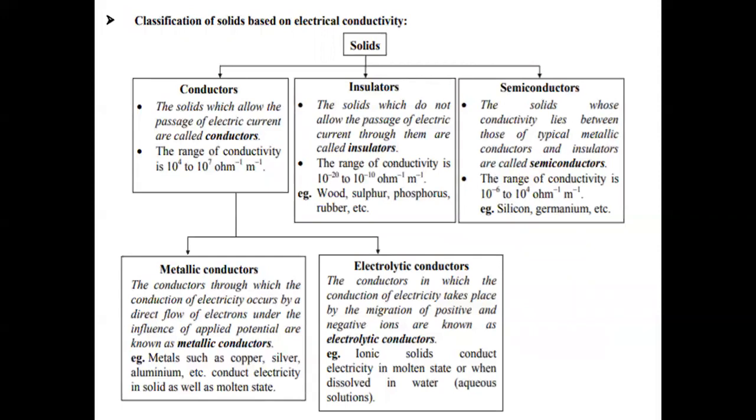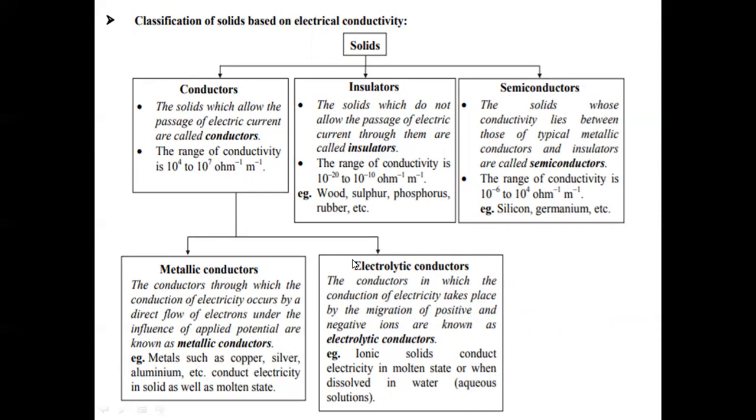Then, classification of solids based on electrical conductivity. Solids are classified into three types: conductors, insulators, and semiconductors. And this classification is based on the range of conductivity. For conductors, the range of conductivity is 10^4 to 10^7 per ohm per meter, for insulators it is 10^-20 to 10^-10 per ohm per meter, and in semiconductors the range is 10^-6 to 10^4 per ohm per meter.